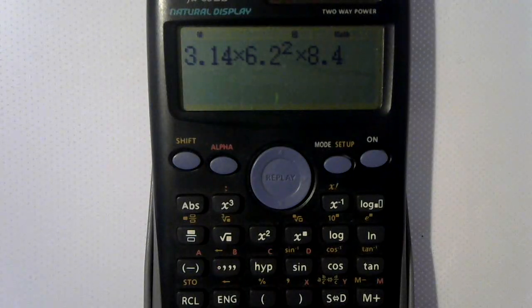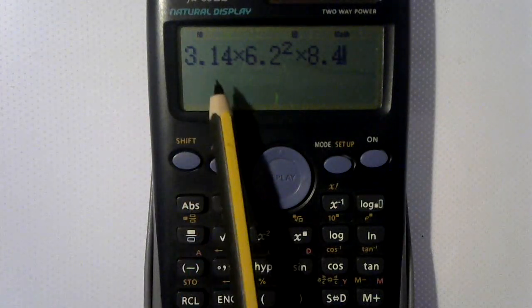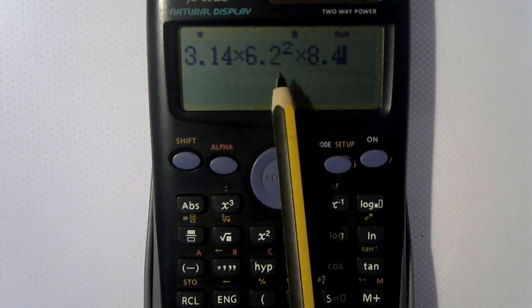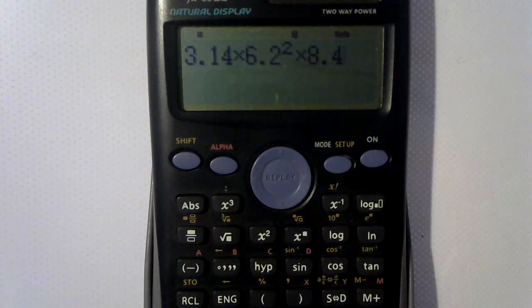Okay, so here's what I've put on my calculator. 3.14 times 6.2 squared times 8.4. Let's press equals and see what we get. And we get an answer of 1013.